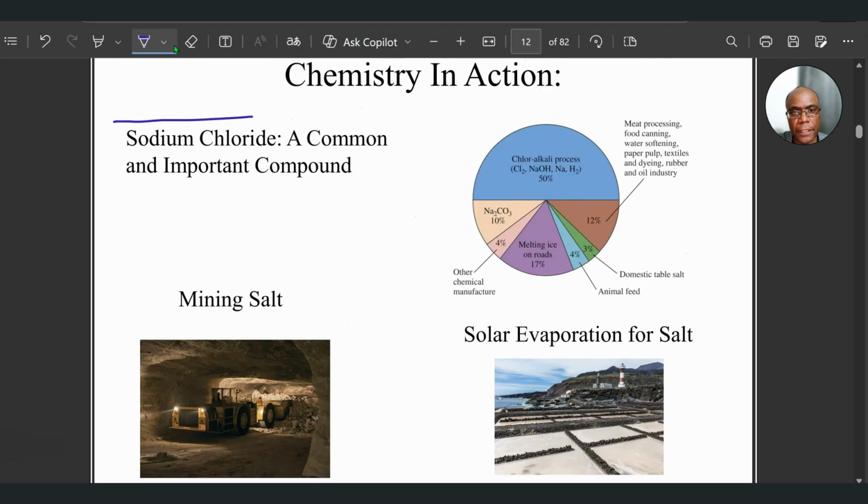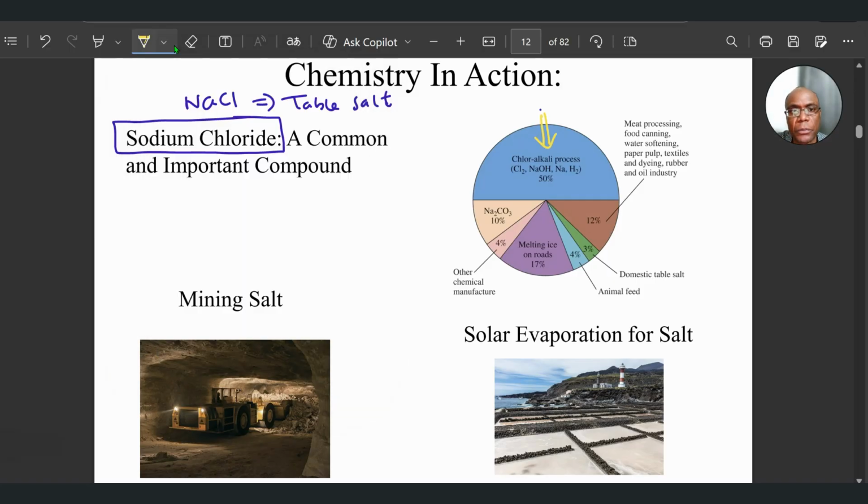Chemistry in action. The case of sodium chloride as an example. Sodium chloride, we mostly use it as table salt so that you add flavor to your food. The bulk of it is usually in chlor-alkali processes where you have sodium chloride and water being exposed to electric current, and the chlorine will break off to give you chlorine gas. Sodium and water will give you sodium hydroxide. Sodium can also be extracted by electrolysis. Hydrogen gas can be given out from the water.